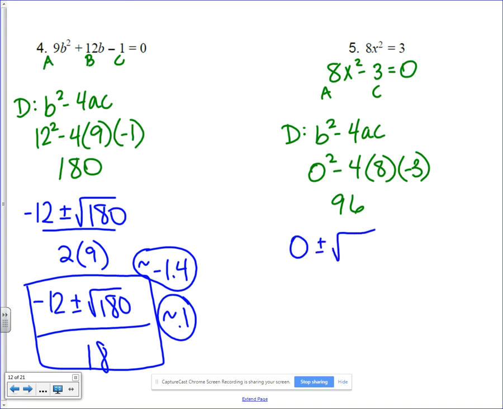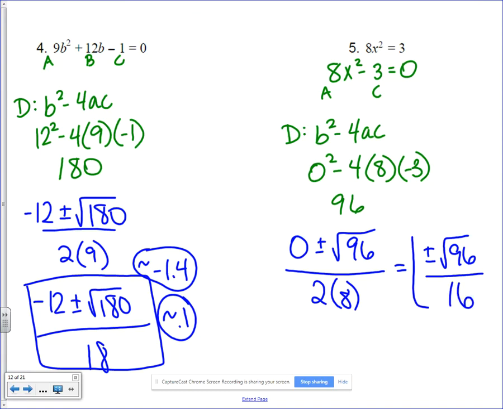What goes under the square root? Over 2 times what's that a? All right. Well, folks, if I add 0 to anything, does it change it at all? No. So I don't really need that 0. Just plus or minus the square root of 96 over 16. Okay, that's the exact answer.